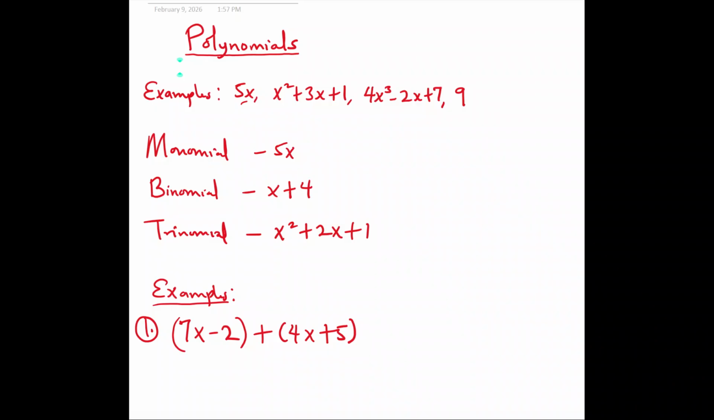So like a monomial, we have minus 5x, and the monomial is one term. And we have binomial, which is two terms, like x plus 4. We can have like x minus 3. And we have trinomials too, an example like this is a quadratic expression, x squared plus 2x plus 1. So once we start having something like x squared, x raised to power 3, x raised to power 4, then we are talking about polynomials.